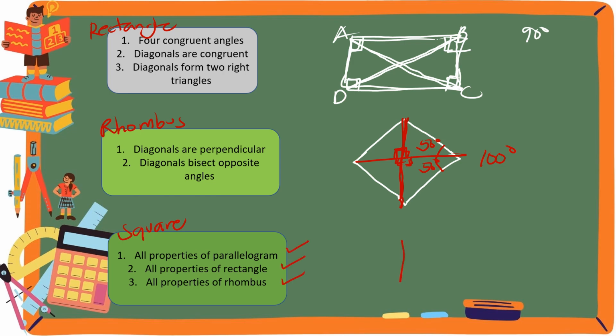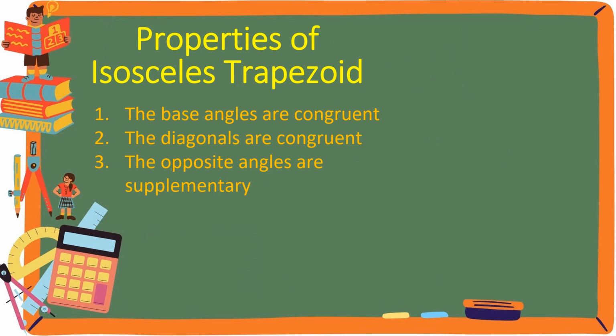Kung meron tayong square, from the rhombus, all the sides are congruent. And from the rectangle, all angles are congruent. From the rectangle, the diagonals are congruent. And from the rhombus, binabisect niya yung opposite angles. So, this is 45 and 45 degrees, and it's perpendicular, so 90 degrees din yung gitna. Ito yung pinaka-special. Then, after the parallelogram, meron din tayong yung ating trapezoid.